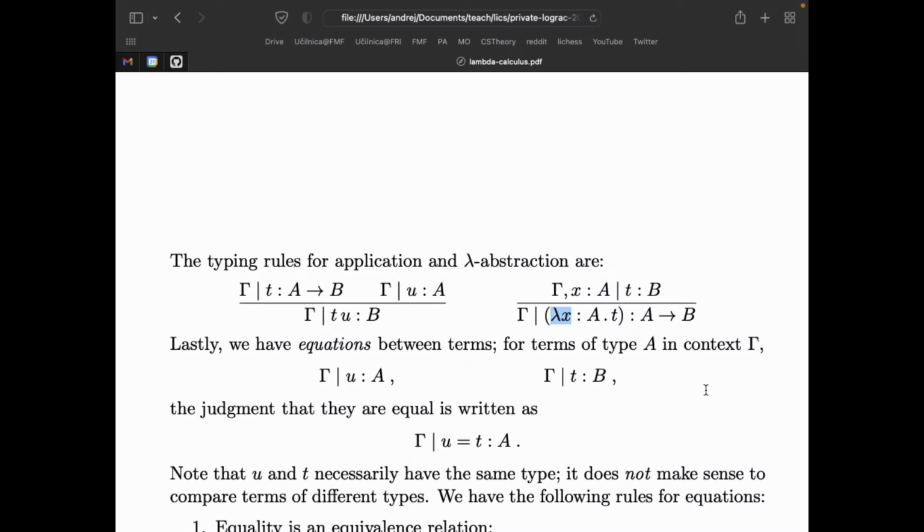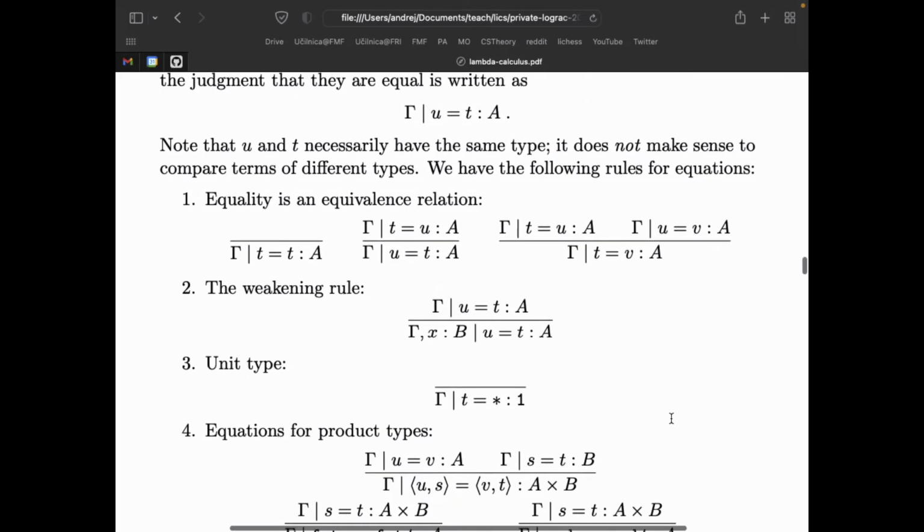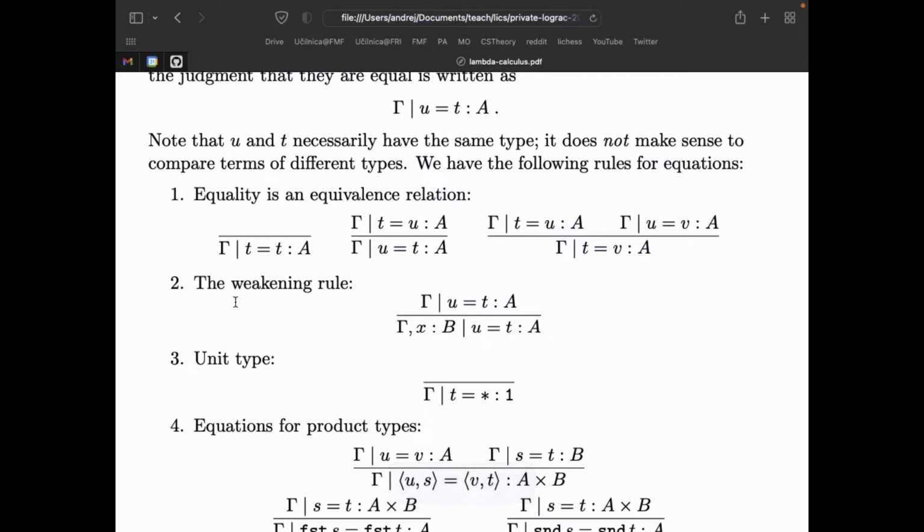Then we have equations. What are the equations? The equations will say equality is an equivalence relation. So t equals t. This is like the last time when we had the predicate calculus: reflexivity, symmetry, transitivity.